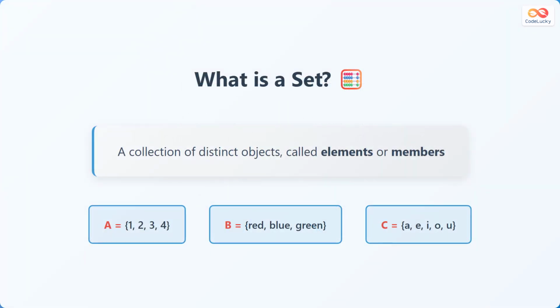Let's begin with the fundamental question: what exactly is a set? A set is defined as a collection of distinct objects. These objects are called elements or members of the set. For example, A is equal to the set containing the elements 1, 2, 3, and 4. Similarly, B is equal to the set containing the elements red, blue, and green. And C is equal to the set containing the elements A, E, I, O, and U.